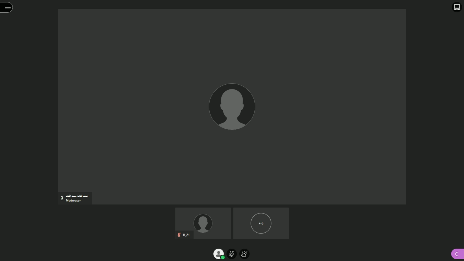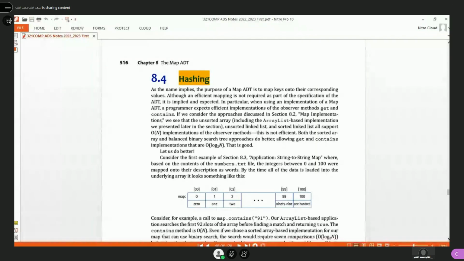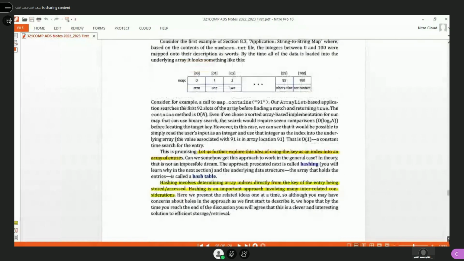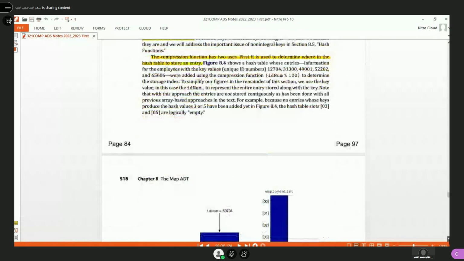Falab, you can see my screen, I think. Now you can see I opened hashing there. So you are asking about the linear probing. Okay.